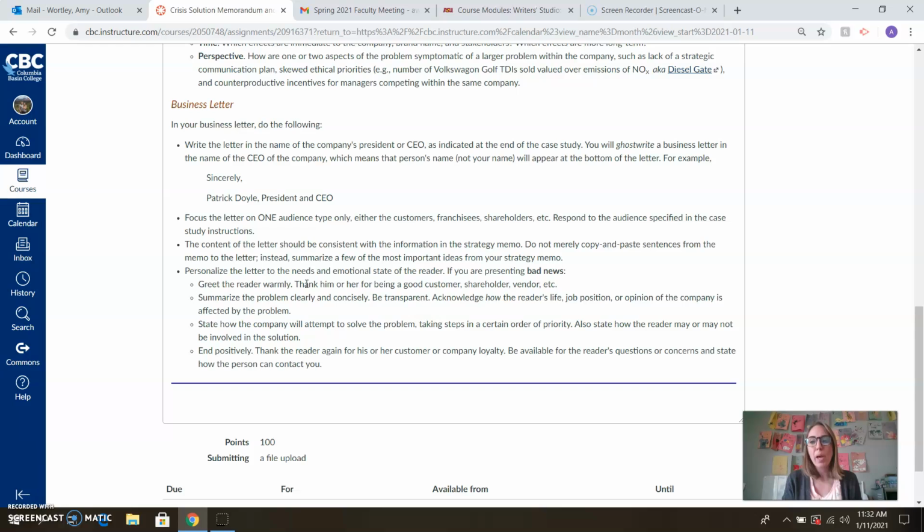How do we create a warm, welcoming kind of tone that makes our reader want to stick with our company despite the struggles that we're facing? So greet the reader warmly, summarize the problem clearly and concisely, be transparent. We don't want to seem shady. We don't want to do anything unethical. So acknowledge their experience and how they've been affected by the problem. Then we want to give some very clear steps that the company is doing to fix the problem. Clear, straightforward, addressing the issues. And then, of course, we want to end positively.